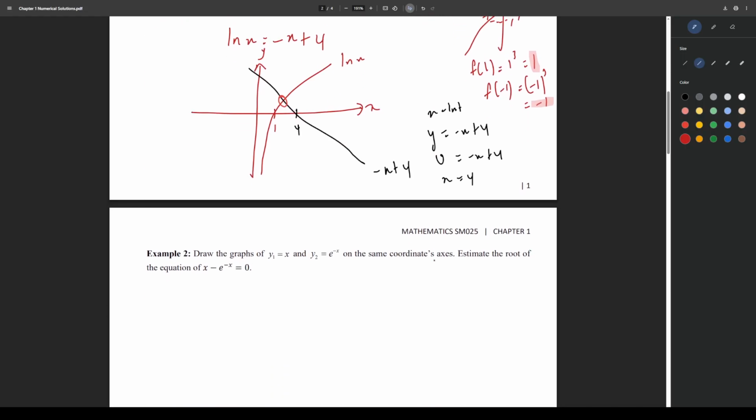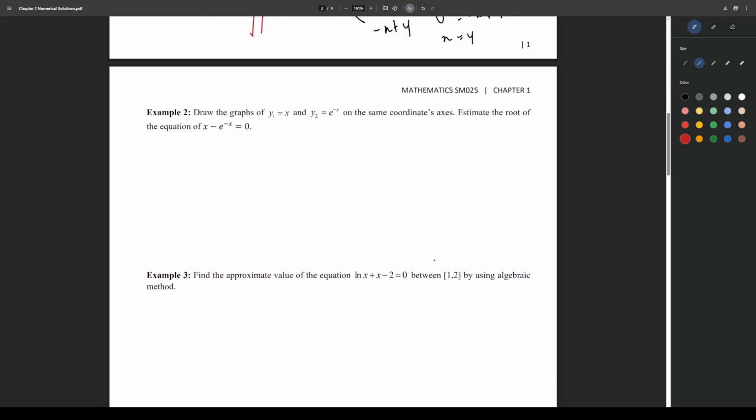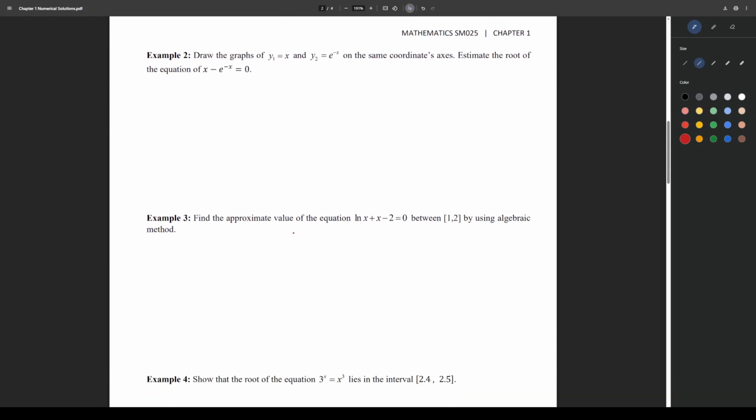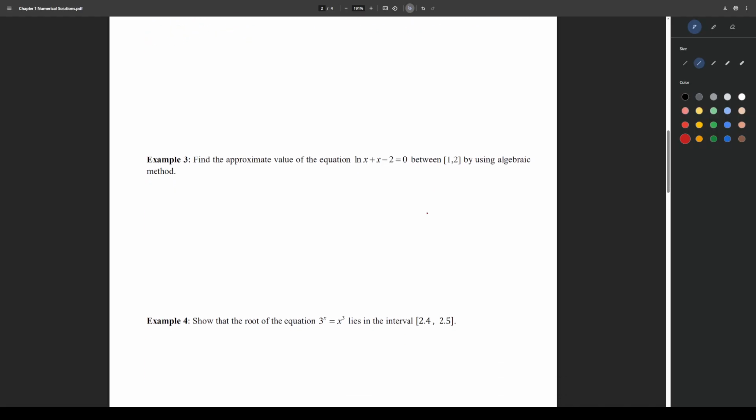So let's look at example 2. Example 2 draw juga. Okay, so this is your homework lah. Example 3. Find the approximate value of the equation ln x plus x minus 2 equals 0 between 1 and 2 by using algebraic method. Okay. So algebraic method, very easy. Kat sini selalunya kamu tengok dekat soalan akan beritahu dah nilai yang kamu akan ambil. Kat sini kamu ada 1, 2. So itu value yang kamu kan guna.